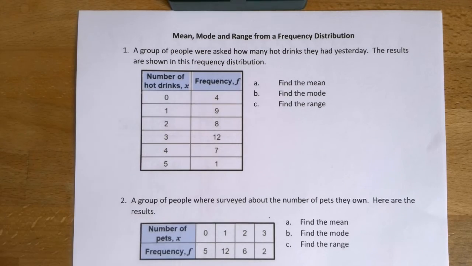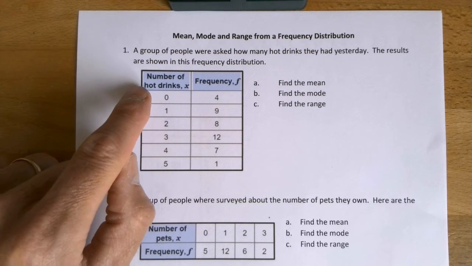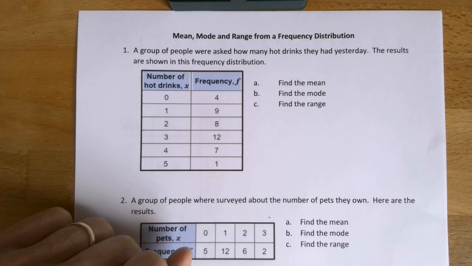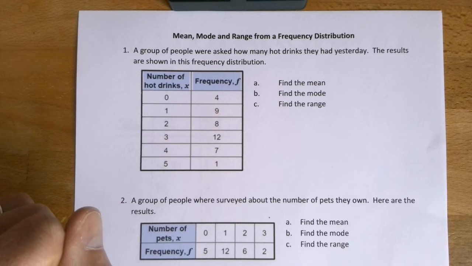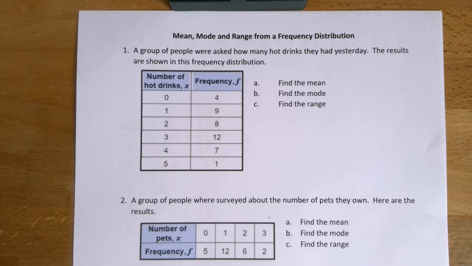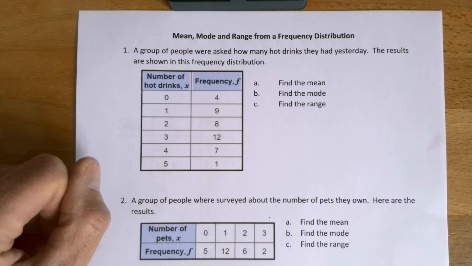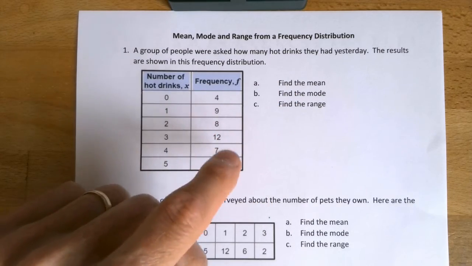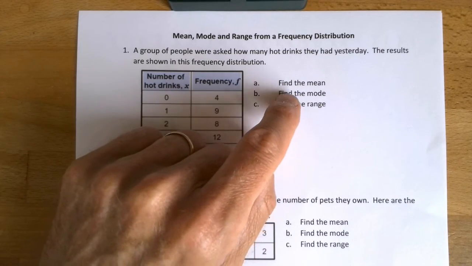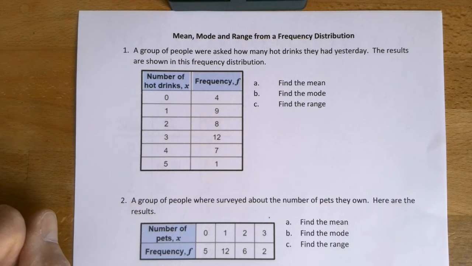Okay, so here are the questions I'd like you to have a go at. The first one, here's a frequency distribution showing how many hot drinks a number of people had yesterday. So this is very much like the one we did in the video earlier with brothers and sisters. I'd like you to find the mean. That's the one where you've got to do the multiplication. And also the mode and the range. Look back at the video to remind yourself how to do that.